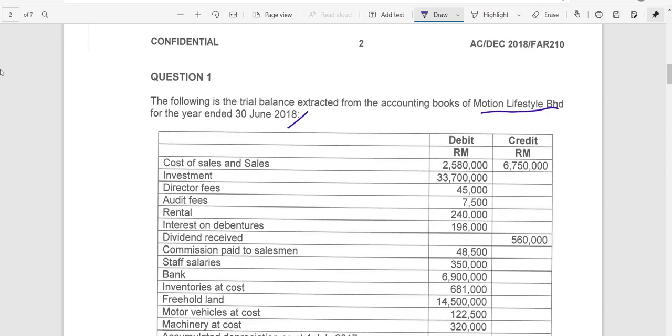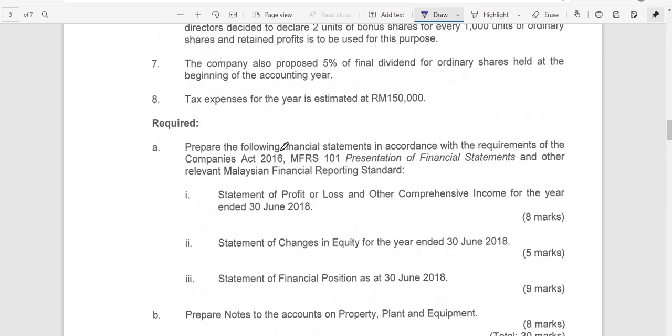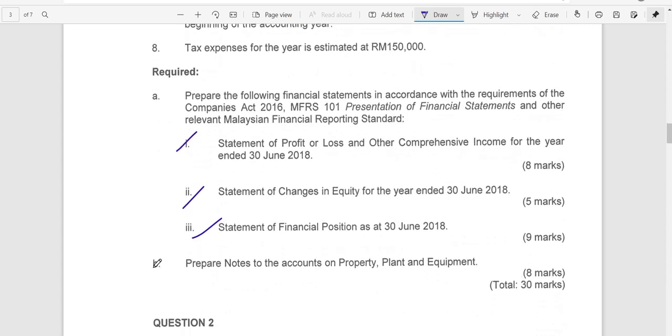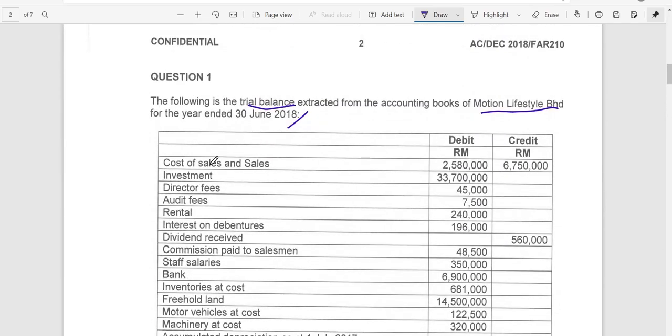So let us look at what you have here, where you are given a trial balance with the information as at 30th of June 2016. You will see that the requirement here asks you to prepare the statement of profit or loss, statement of changes in equity, statement of financial position for the year ended 30th June 2018. And of course, statement of financial position is at a point of time, 30th of June 2018. You have to prepare also only one note, which is the PPE, right? Let's start. First, what you need to do is to look at this requirement.